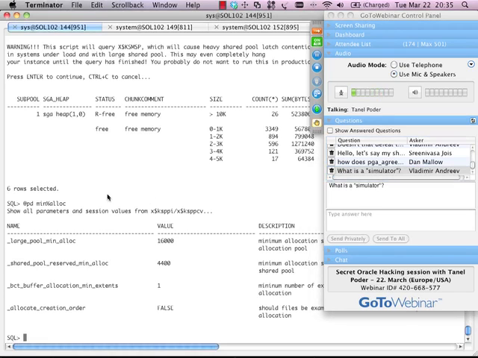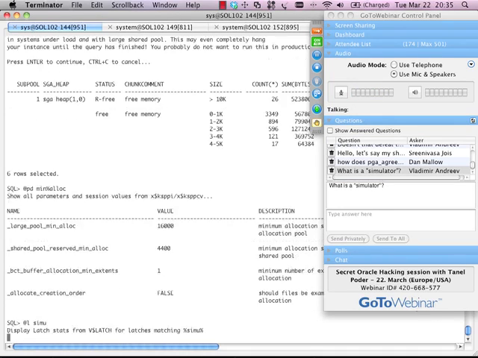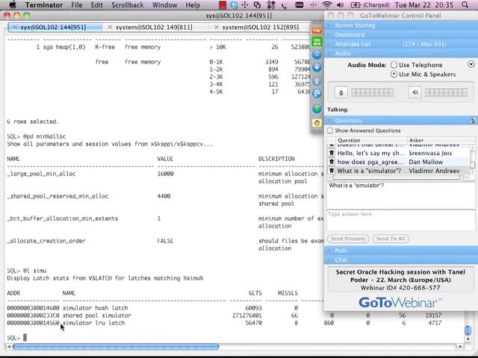So what is a simulator? If you see things like simulator LRU and simulator hash latch, look into my blog.